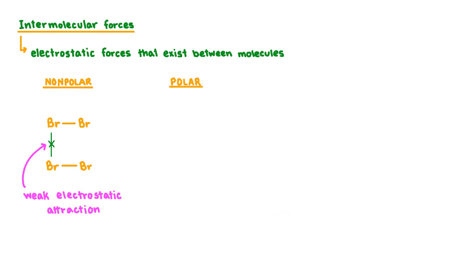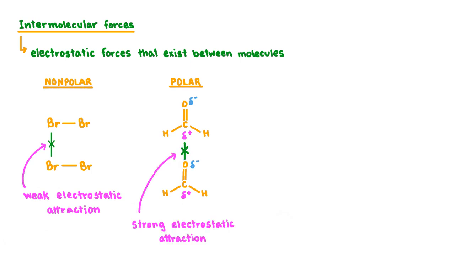Polar molecules do have regions of partial positive and partial negative charge. When two polar molecules are near one another, there exists an electrostatic attraction between the partial positive charge of one molecule and the partial negative charge of another molecule.